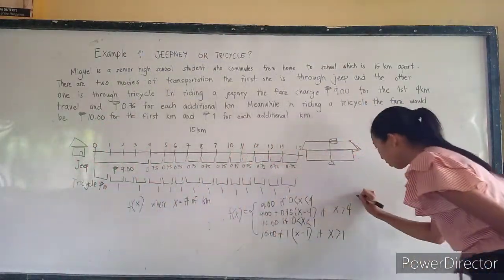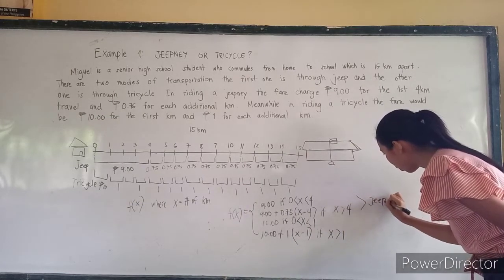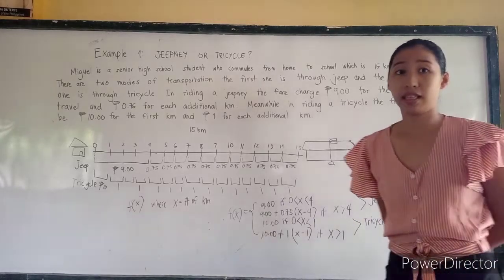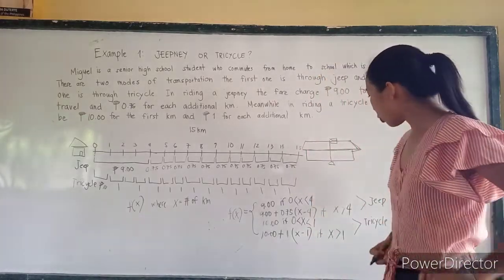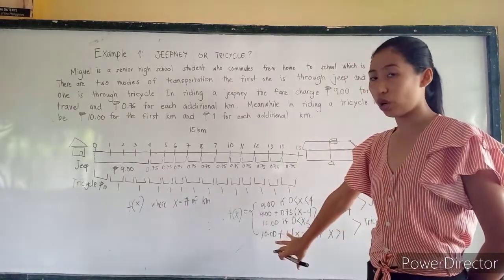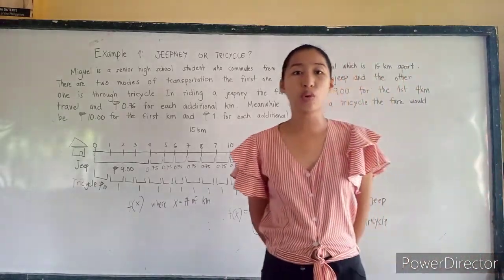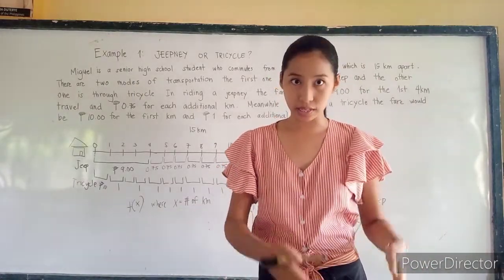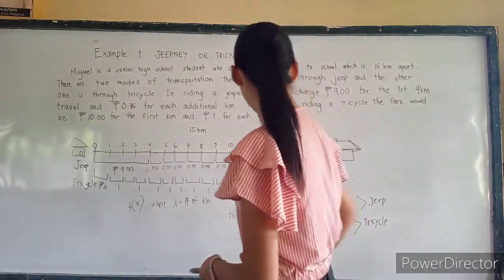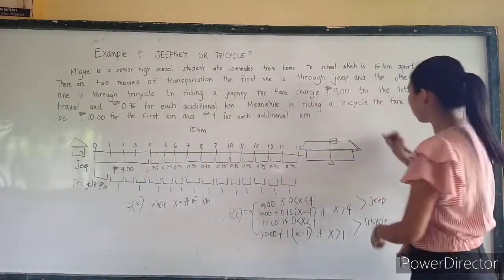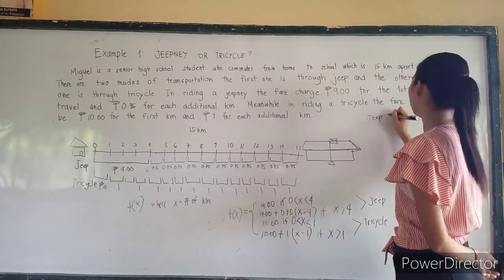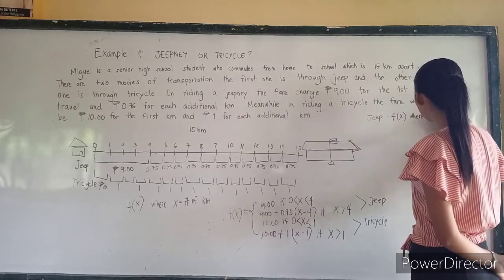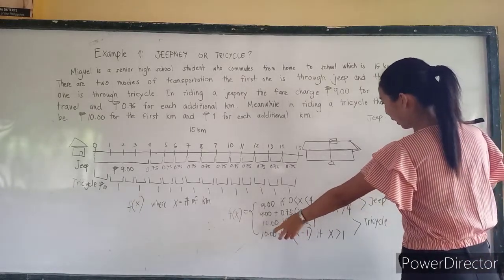So, kani siya mga piecewise functions, magamit nato ni for our jeep. Kani siya is for our tricycle. Alright? Now, what's next is we are going to apply these functions, no? Para makuha nato kung pila ba ang mabayad ni Miguel kung mag-jeep siya or mag-tricycle siya. Okay, so let us use the first function for our jeep. Kung mag-jeep si Miguel, no? F of x where x is equal to kani.